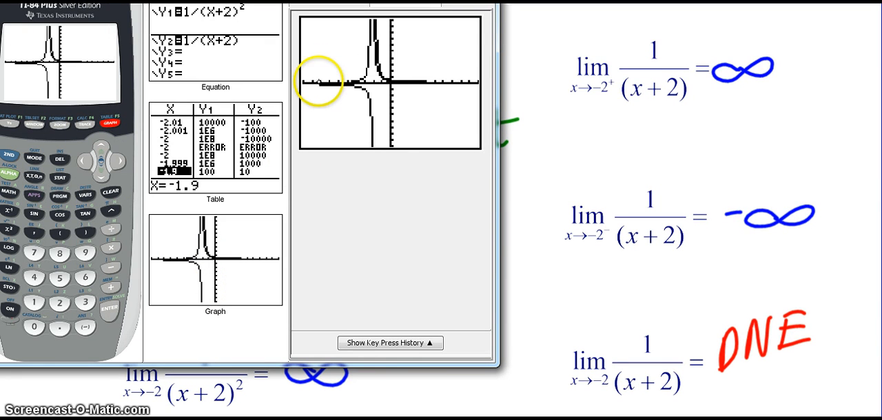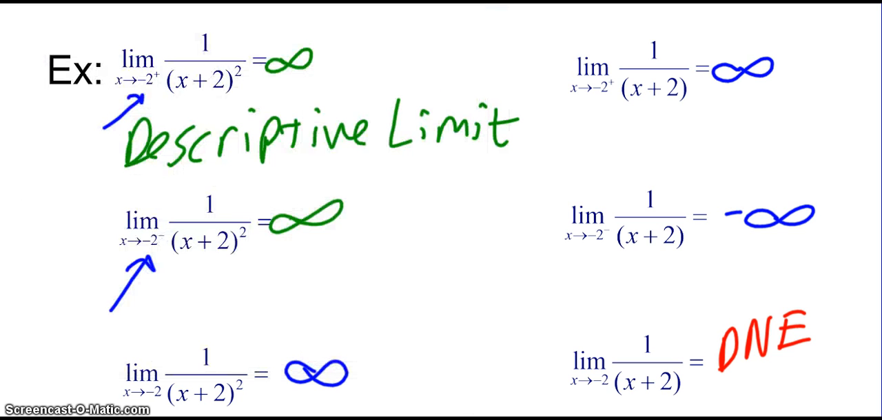So again, here if I look at the graph for that, I can see that this is from the left and this is from the right. So those are going in opposite directions, therefore they are not approaching the same thing. Again, these are what we call descriptive limits now. But from now on, this is how we will answer these types of limit problems: if it is going to infinity or negative infinity, you can say that if it's a one-sided limit. If it's a two-sided limit, it has to be approaching that from both sides.